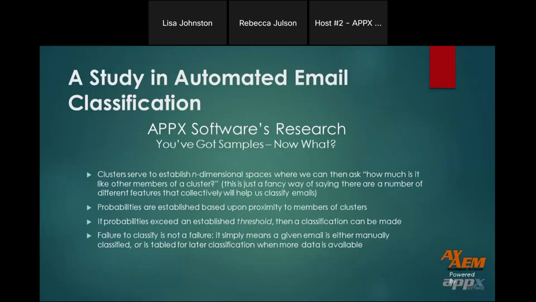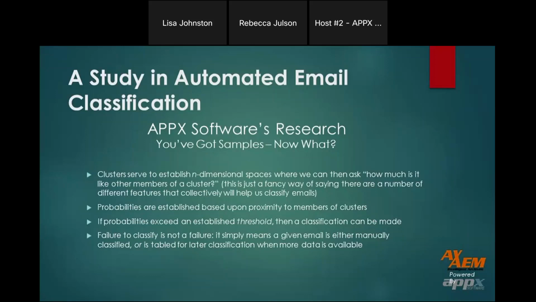Now, this first bullet item is just to sound smart. Basically, what it boils down to is there's going to be a certain number of features that will be made available to us that will help us to determine whether an email is a record or not. And it's the collation of those features together that will actually give us the information that we're looking for. Once we've done that, then we can establish certain probabilities as to whether something is or isn't a record. Once certain probabilities exceed a threshold, then we can actually say, yes, that is a record, or no, it is not.